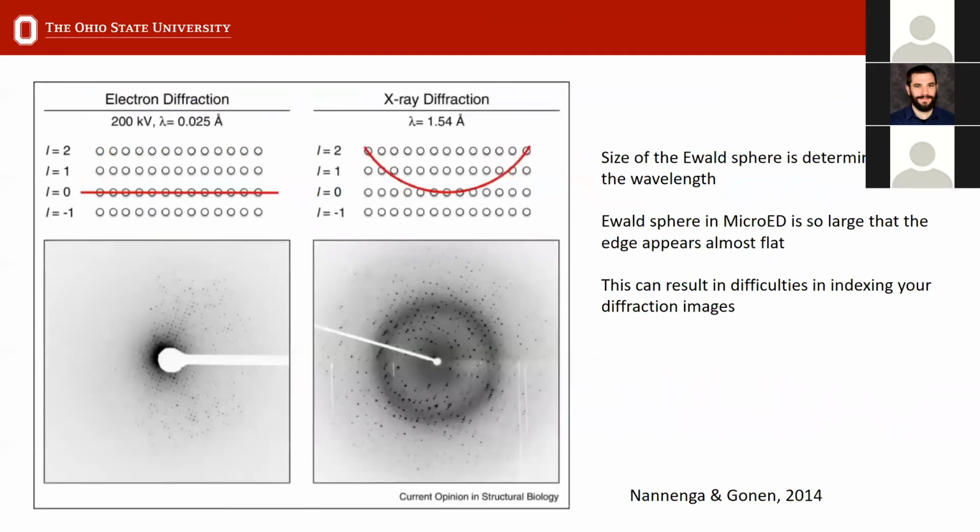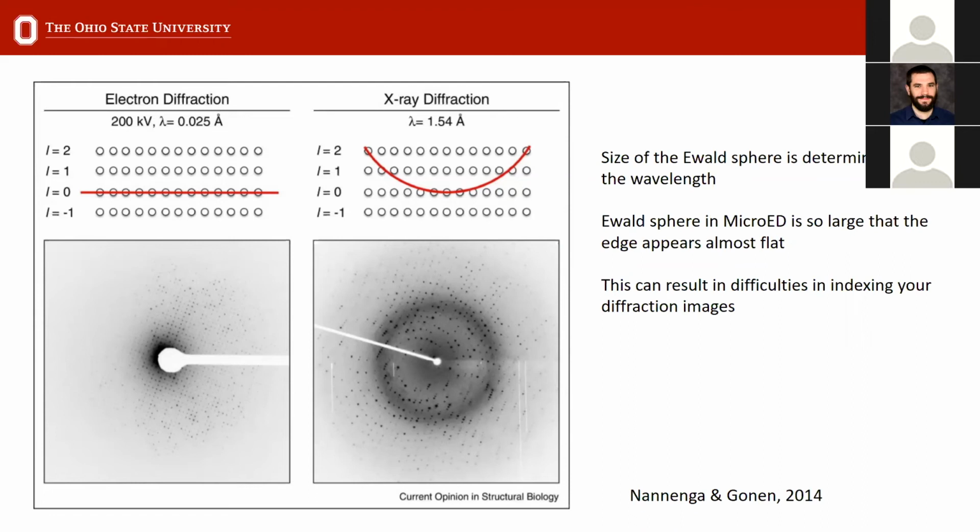Now, at this point, I would like to mention something. When we use electron diffraction, for example on the Glacios, we work at 200 kilovolts. And that gives you a wavelength of 0.025 angstroms. Compared to that, X-rays generated on a copper anode have a wavelength of 1.54 angstroms. So you notice that the wavelength we're using is significantly smaller in electron diffraction.